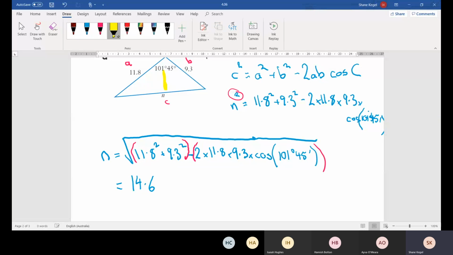And last step I could do is just make sure that this makes sense. So if I plug 14.6 into here, does that make sense? Looking at the triangle, I'm trying to find the longest side. The other two sides are 11.8 and 9.3. So yes, 14.6 does make sense here. If I got something like 100 or over, then it's pretty safe to assume that you've probably done something wrong. So yeah, that's just a nice quick way to check, make sure you're on the right path.